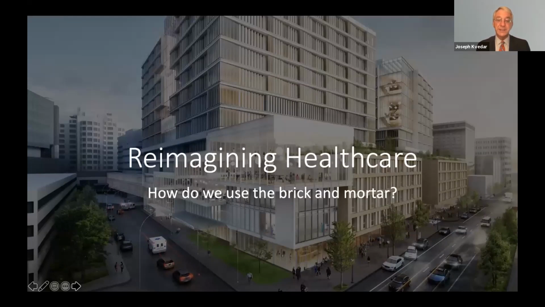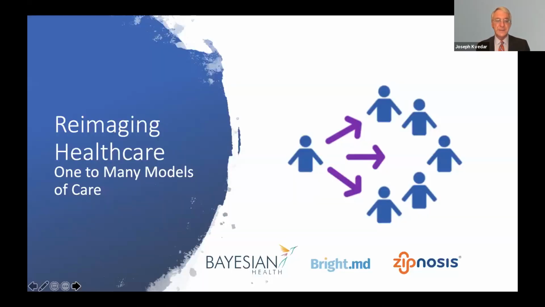So as I said, looking at our brick and mortar differently, this is a rendering of a hospital building that we had planned to build at the Massachusetts General Hospital. It's on hold now. It's on hold because we just lost $1.5 billion, but it's also on hold because we're rethinking how we use our brick and mortar. Everyone's going through this. Really, really important for us to figure that out.